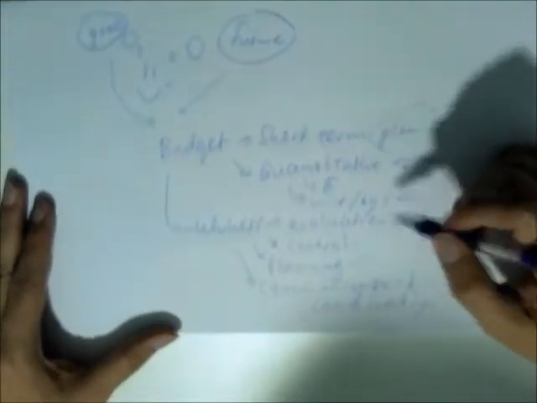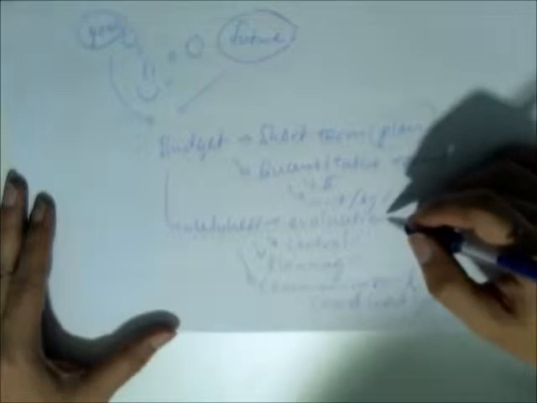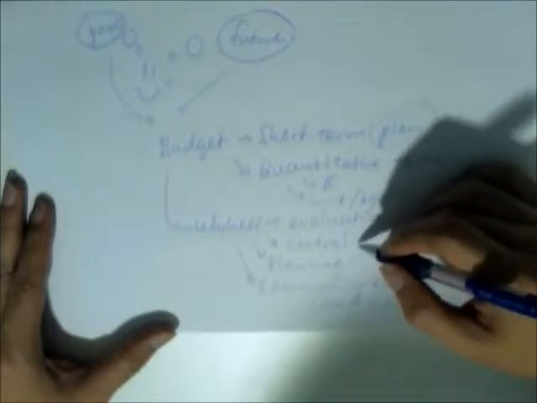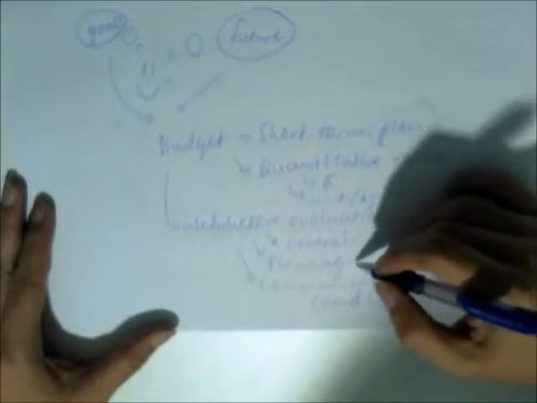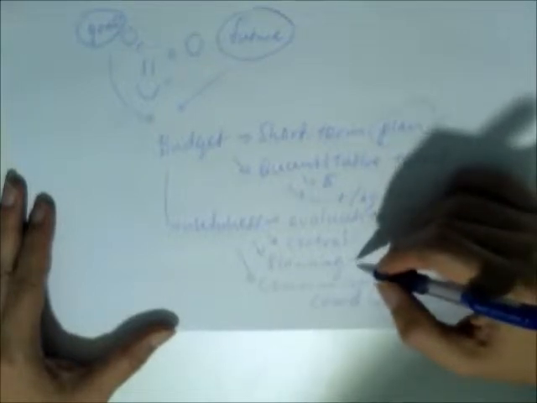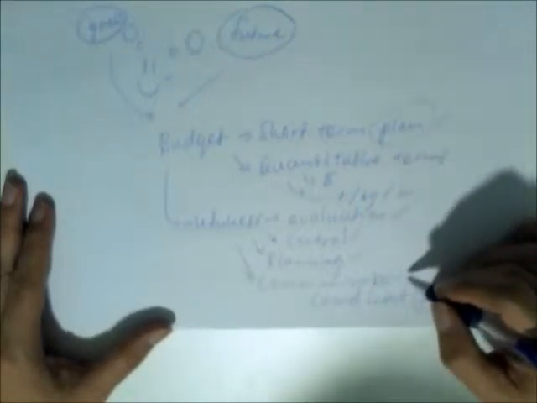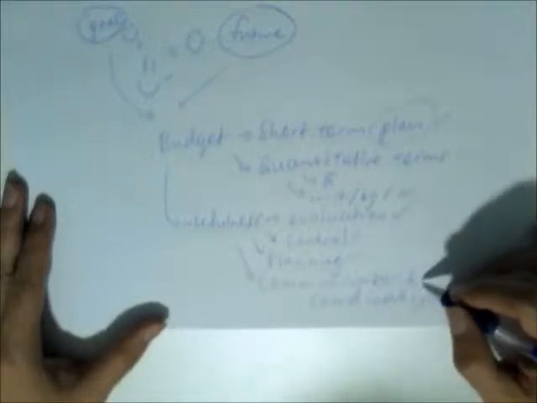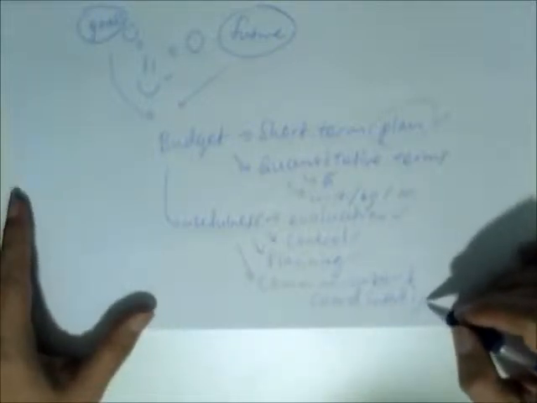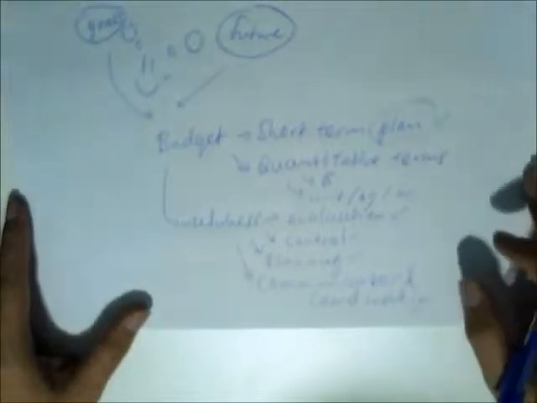The usefulness of a budget is that it assists us in the evaluation of business performance, the control aspect of the business, plus planning ahead in the future, and it also enables the communication and coordination of the different stakeholder departments. How does it do so?